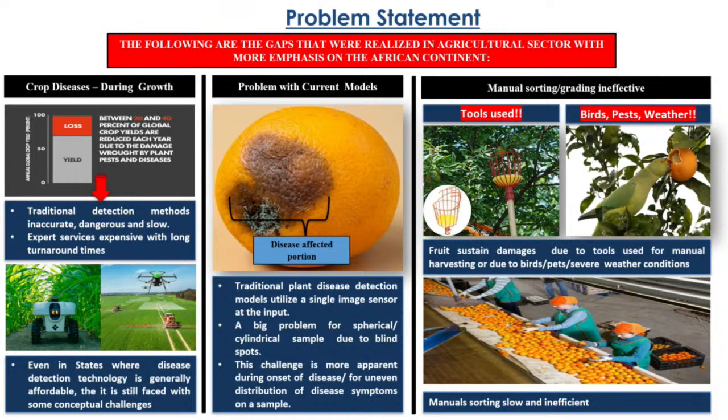Another issue that I've picked up is the issue of sorting fruits. Fruits do get damaged during cultivation for various reasons. One of them is interaction with wildlife, as I have put this image of a bird pecking an orange. Also, the tools which are used during harvesting incur damage to fruits. Some unfavorable weather conditions, such as hail, will seldom incur damage also.